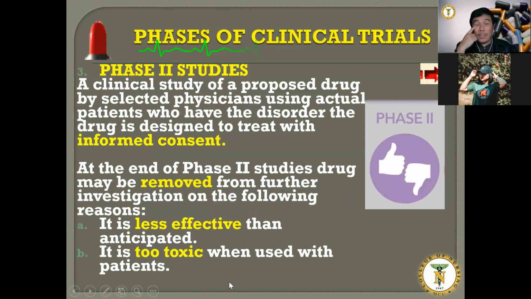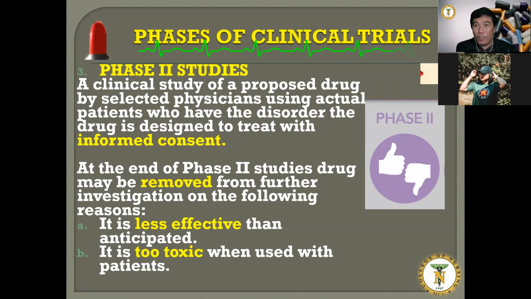For phase 2 studies naman, this is the time that it will involve the physicians that will use actual patients. So sa actual patients na to, identified na po yung specific population groups na target. Example, if we are talking about the purpose is to lower blood sugar, so very obviously, those individuals who have been identified with the concern with the blood sugar are those who may have diabetes.